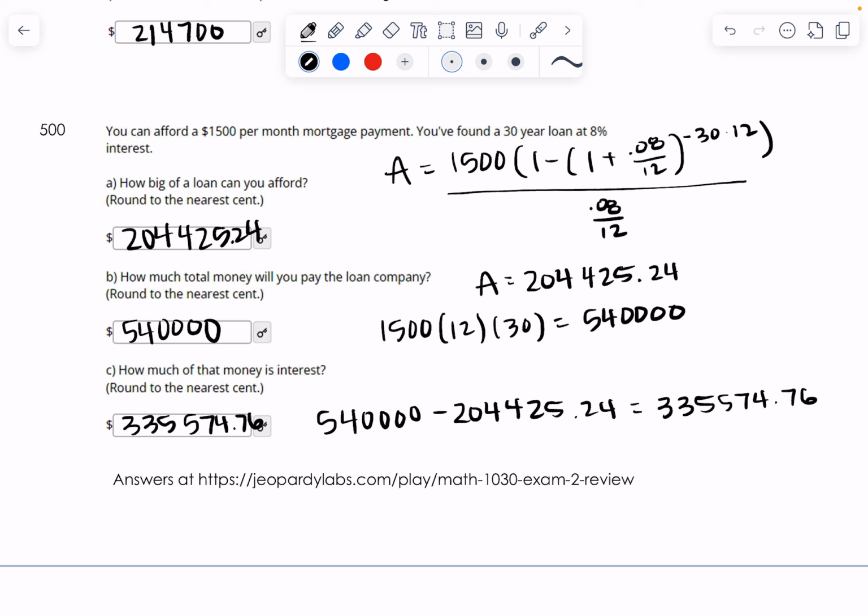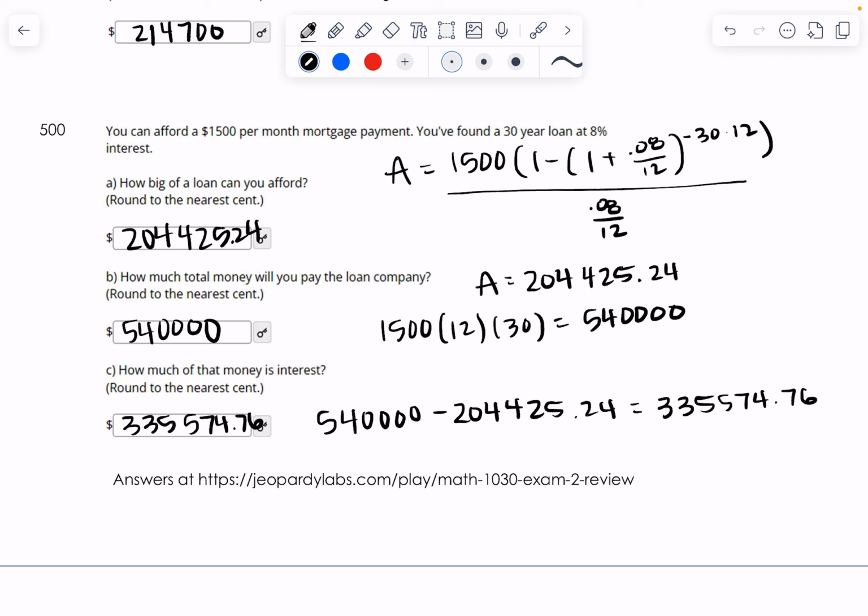That's a high interest rate. 8% is a high interest rate. We definitely saw interest rates that high recently, but now they're more around 5%. So the lower the interest rate, the less interest you're going to pay on the loan overall over the course of the 30 years. So there's your review.